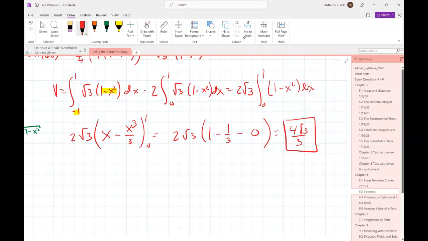How'd that feel? What was the hardest part? Getting that set up, right? Getting that area formula for our cross section was the tricky part. Once we had that, though, the calculus piece was pretty easy, right?